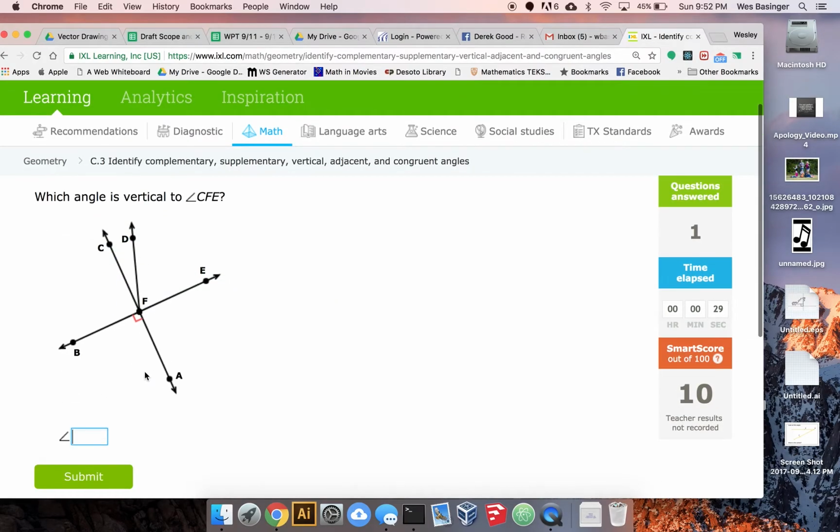This one says which angle is vertical to CFE. CFE is this right angle right here. Vertical means directly opposite. So that would be angle BFA or AFB.